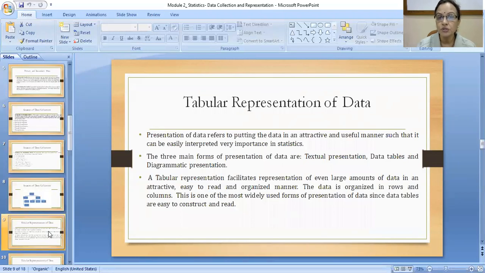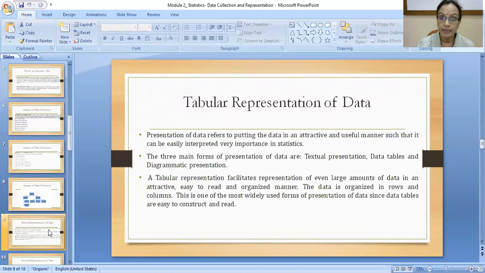Presentation of data refers to putting the data in an attractive and useful manner such that it can be easily interpreted. Very important in statistics. So that is very important, how you are representing the data. So there are three forms of presentation of data. First is textual presentation, second is data tables, and third is diagrammatic presentation.